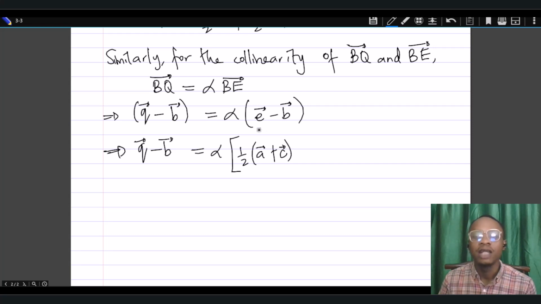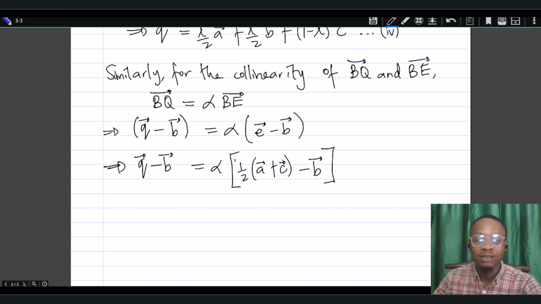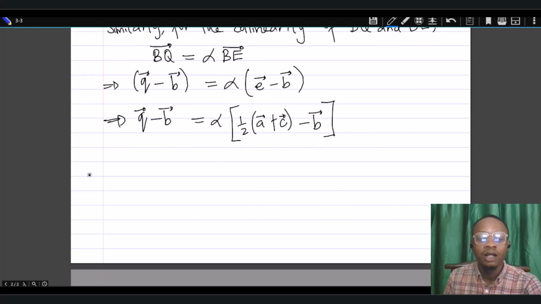Right. Then minus B. Okay, so with this now, we have only Q and the position vectors of the vertices of the triangle. So with this, we are good to go, just like we were right here. So let's simplify this even further by making Q the subject again, so that it is written in terms of the position vectors of the other points, the vertices of the triangle.